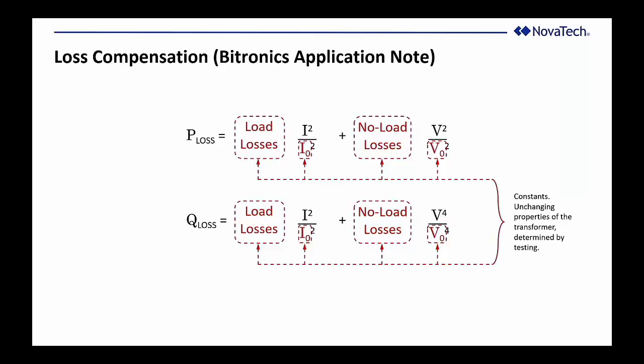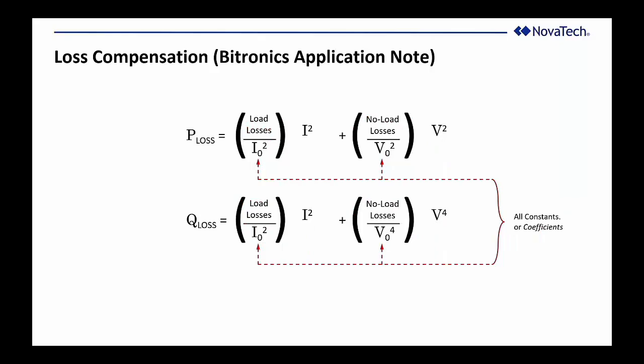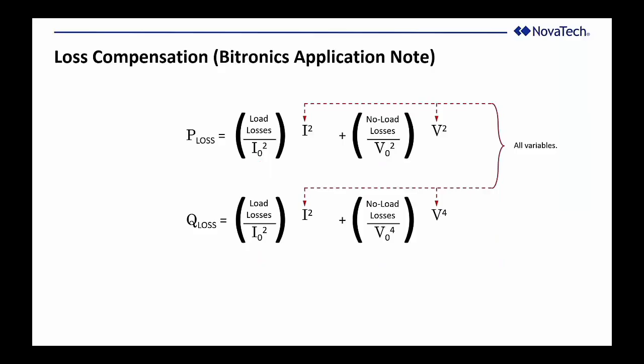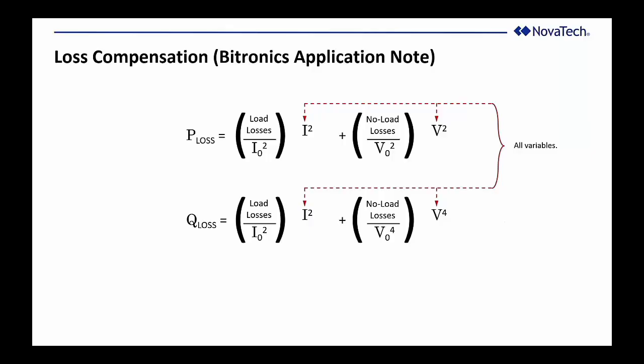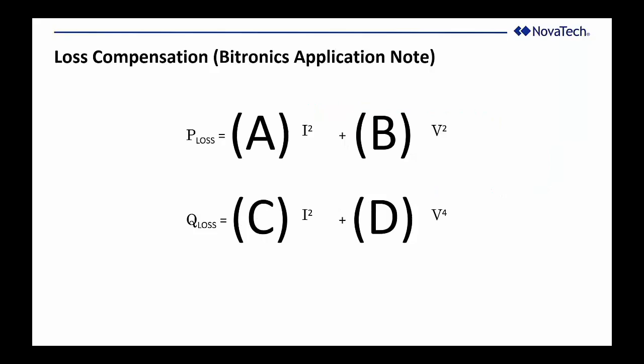So what I'm going to do in the next step is group all of the constants into a coefficient, which leaves the measured values as variables. So I have a coefficient times a variable. The variable is measured in real time by the meter, and the coefficient is a constant that doesn't change regardless of anything. So I may as well call the losses divided by the ratings constants a simpler variable, call them A, B, C, and D, just to make the equation look a little bit simpler.